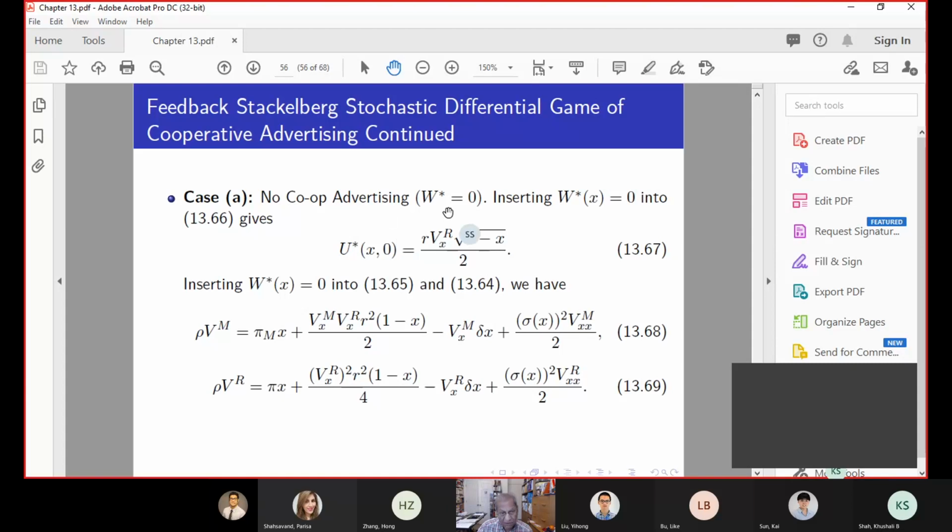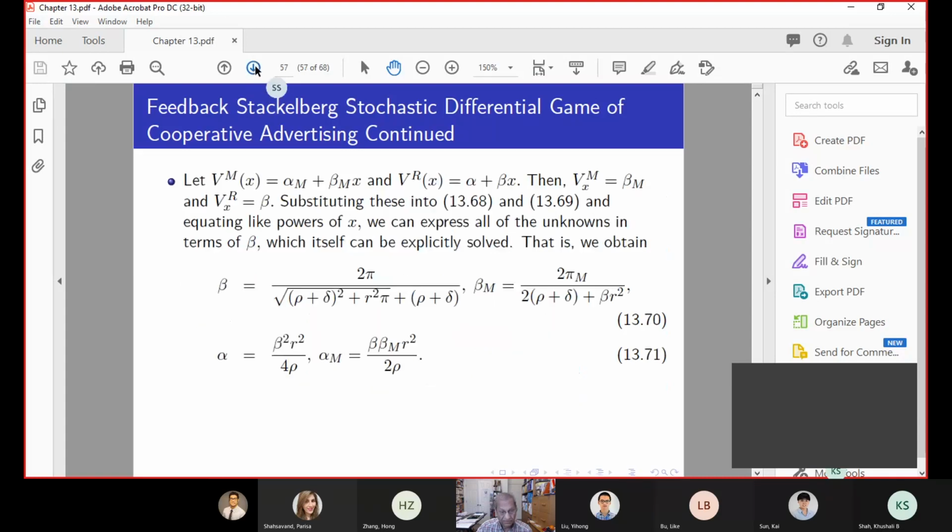So the first case is cooperative advertising, which means W star is 0. If we insert that, we get these equations. Okay. And we solve these equations by a linear value function. We find that this is a quadratic equation, and then all of that can be solved. These are algebraic equations, and we can solve them basically explicitly. That is the simpler case. The other case is more complicated. Let's see what's going on here.